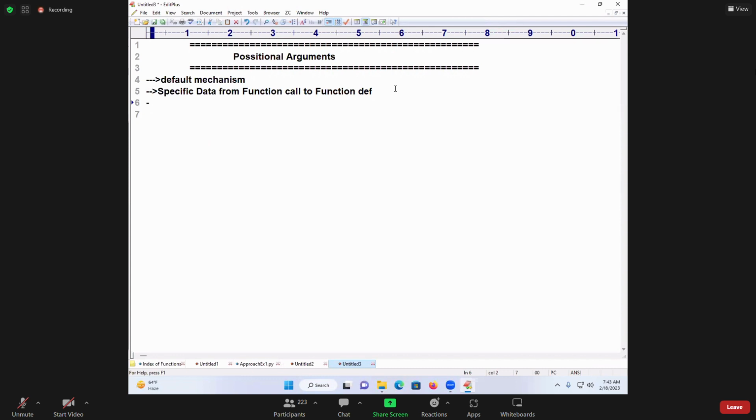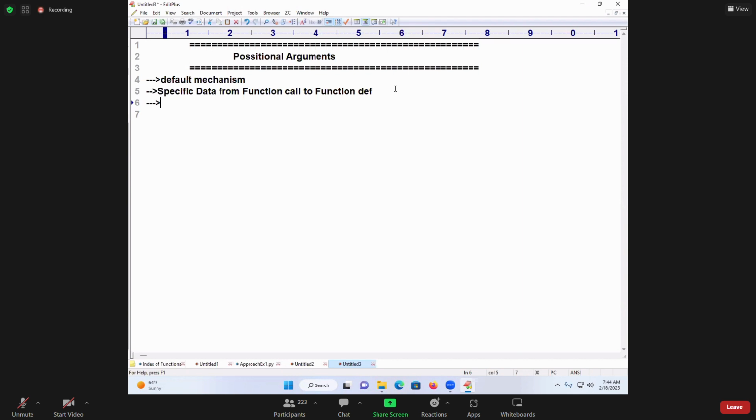What is the passing mechanism here? First argument to first parameter, second argument to second, nth to nth. This is known as positional-based argument. It says that every argument value is passing to a separate formal parameter. That's why it is named positional argument: 1 to 1, 2 to 2, 3 to 3, n to n.